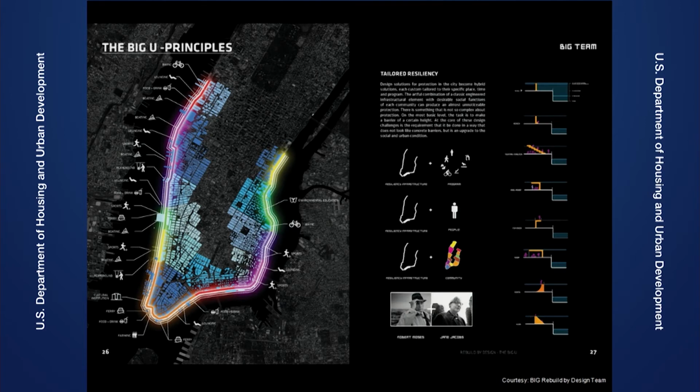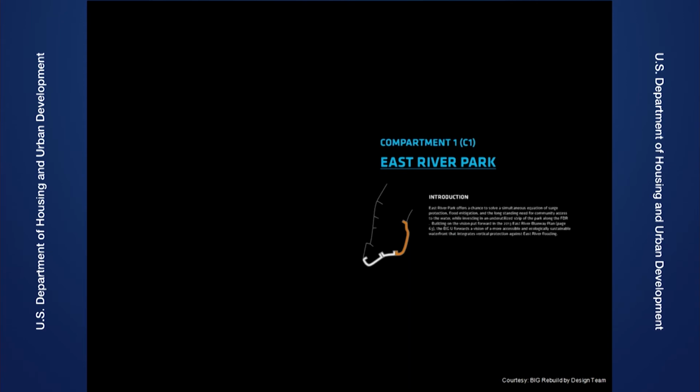The system was designed as a series of compartments, similar in concept to the hulls of a ship, meaning that if one is compromised, the others, being segmented off, will remain effective. HUD has allocated $335 million in disaster recovery funds to the City of New York to help implement the first compartment, which is along East River Park on the Lower East Side.